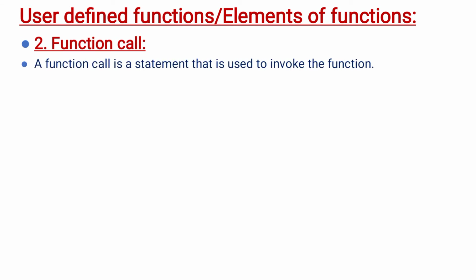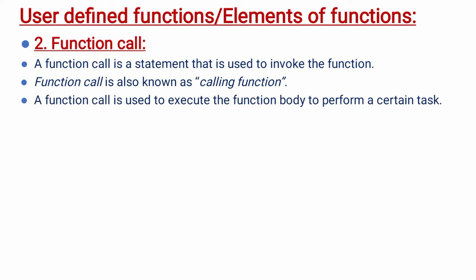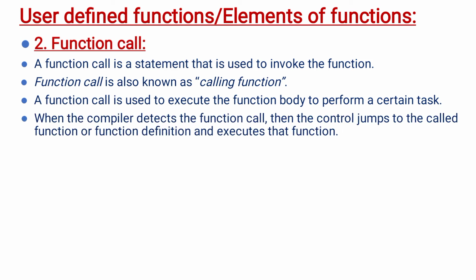A function call is a statement that is used to invoke the function. So a function call is a statement that can be written in the program so that the specified function will be invoked to be executed. A function call is also known as calling a function. So a function call is a statement which is used to call the function. That's why a function call is also called calling a function. A function call is used to execute the function body to perform a certain task. So when the function call is made, then the function body is executed.